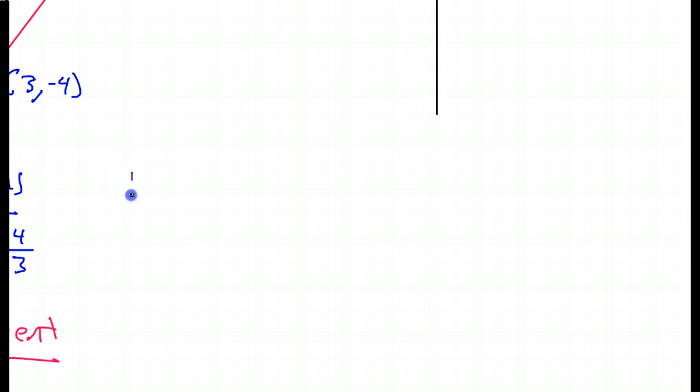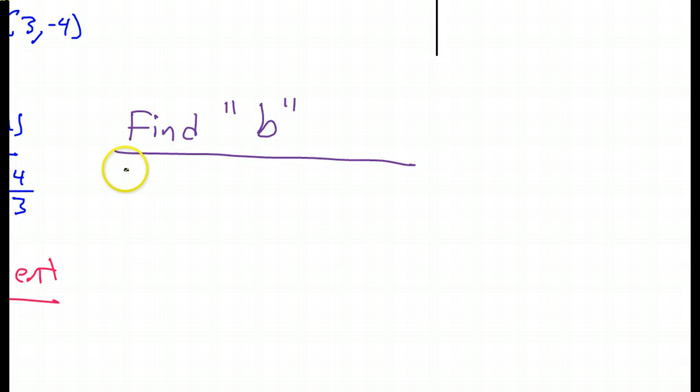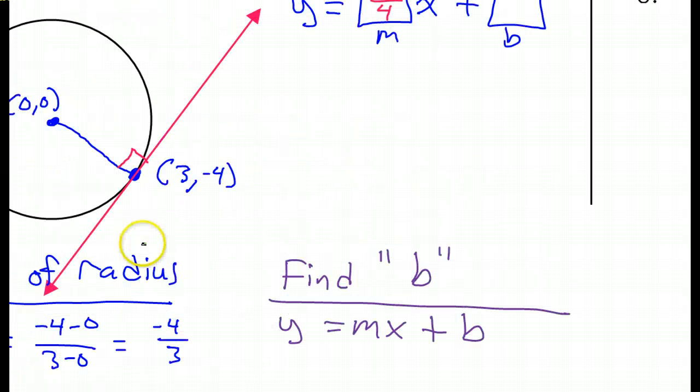Okay, so let us find b, the y-intercept. And the way we will find b is we will use the model, once again, y equals mx plus b. So this b is what we're looking for. So we will plug in a y, an m, and an x, and b will be the only thing left. Now, the place I'm going to get my x and y from, I will use this point right here.